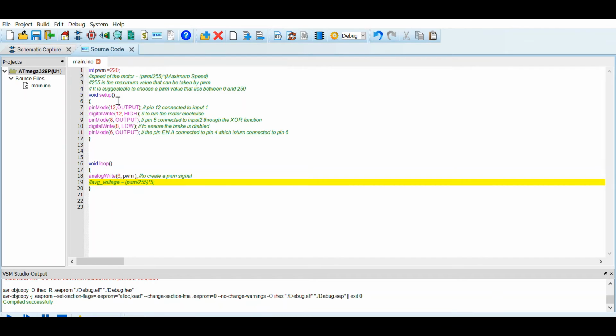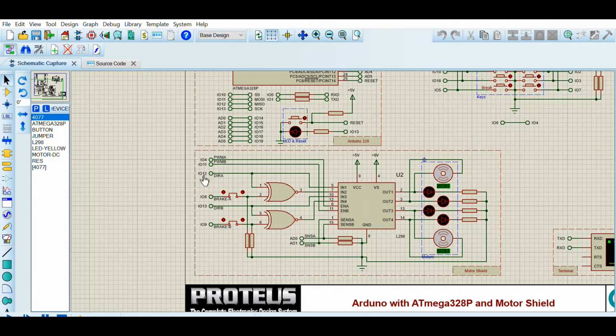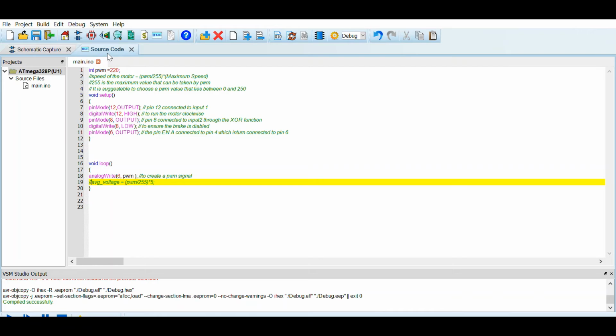Firstly, I have put pin 12 to high to run the motor in the clockwise direction, and then pin 8 to low to ensure the brake is disabled. That is because one side of my brake pin is earthed, so giving pin 8 low will make sure that the brake is disabled. And then I have given pin 6 as the output.